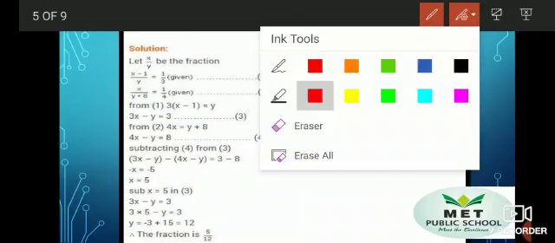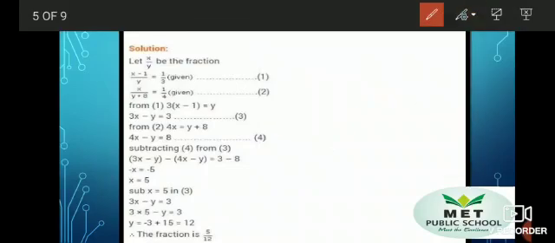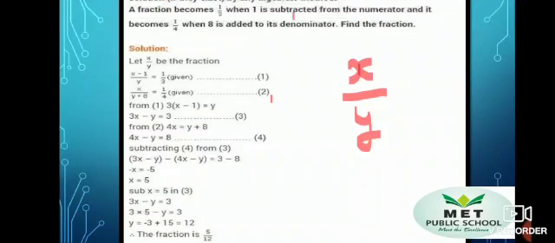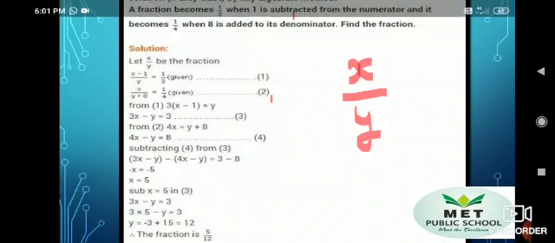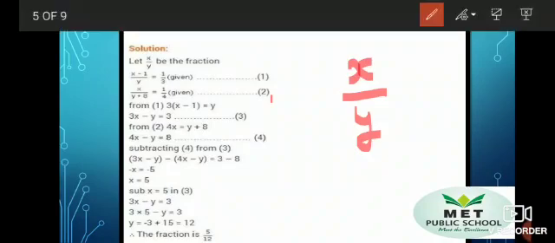All of you observe. You know that the fraction is written in terms of x by y. And in the question it is given the fraction will become 1 by 3 when 1 is subtracted from the numerator. So if I am subtracting 1 from the numerator, then the fraction will be 1 by 3.